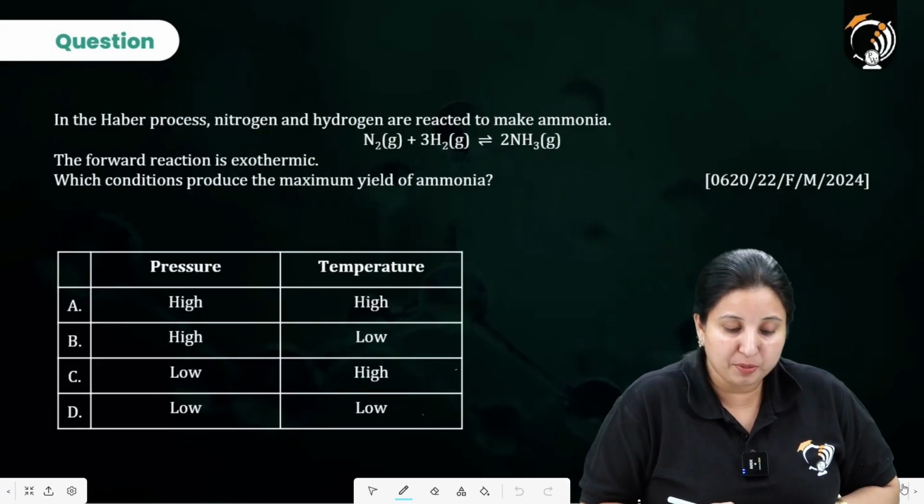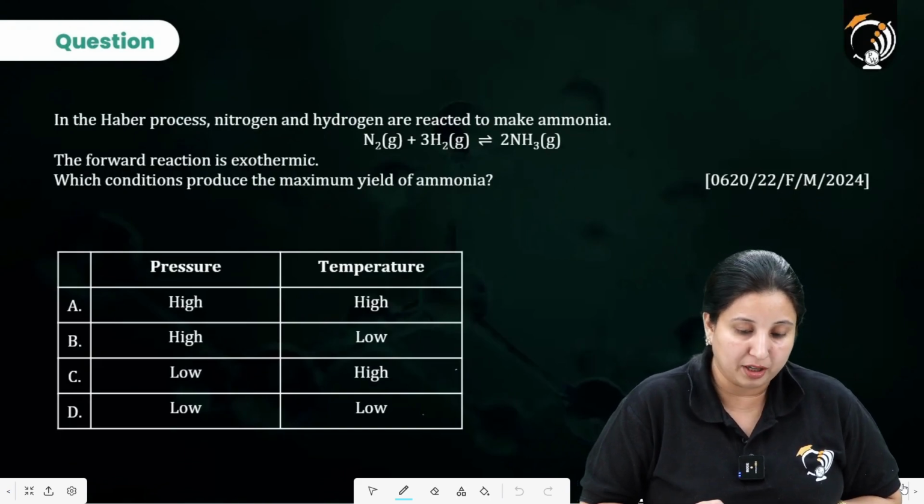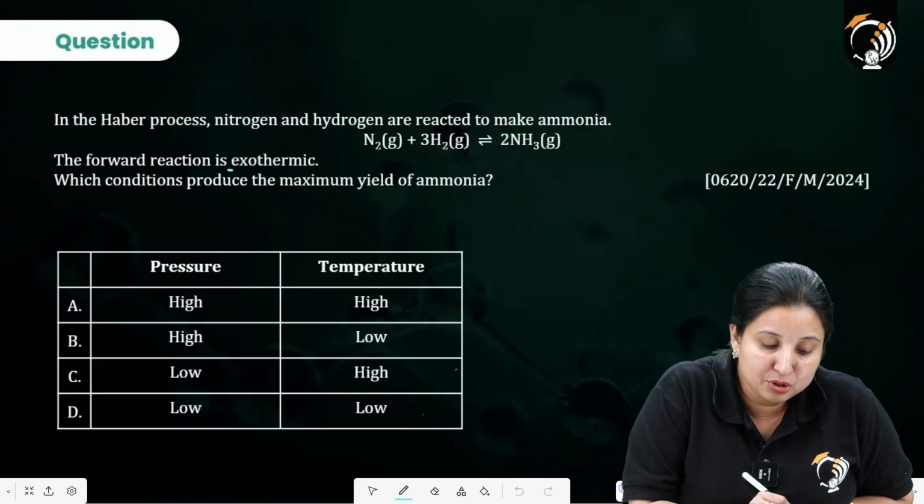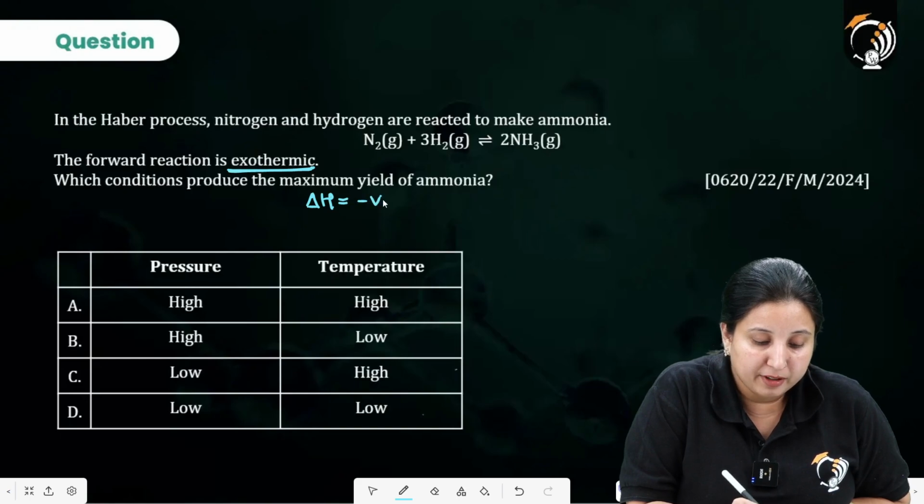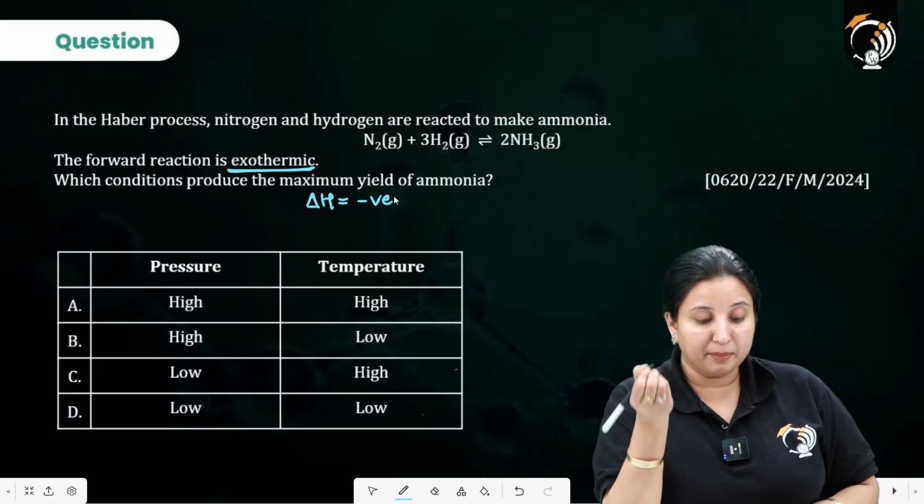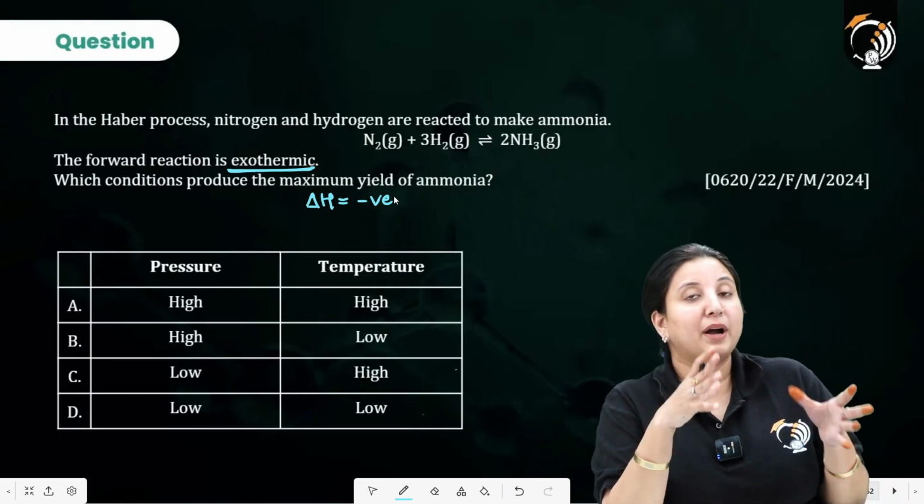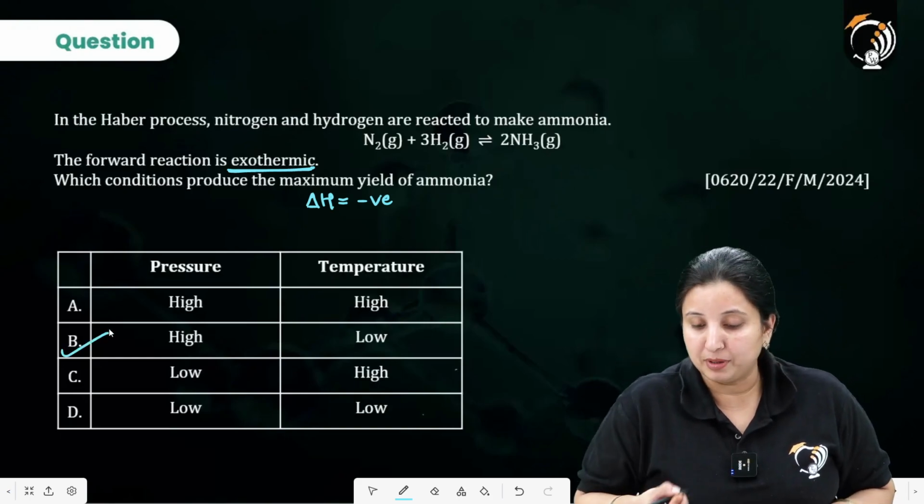Then in Haber's process, nitrogen and hydrogen are reacted to make ammonia. The forward reaction is exothermic. Now it means that delta H is negative. So which condition produces a maximum yield of ammonia? So if we want a maximum yield for the ammonia, we require to have a high pressure and the low temperature. So option B is going to be the answer.